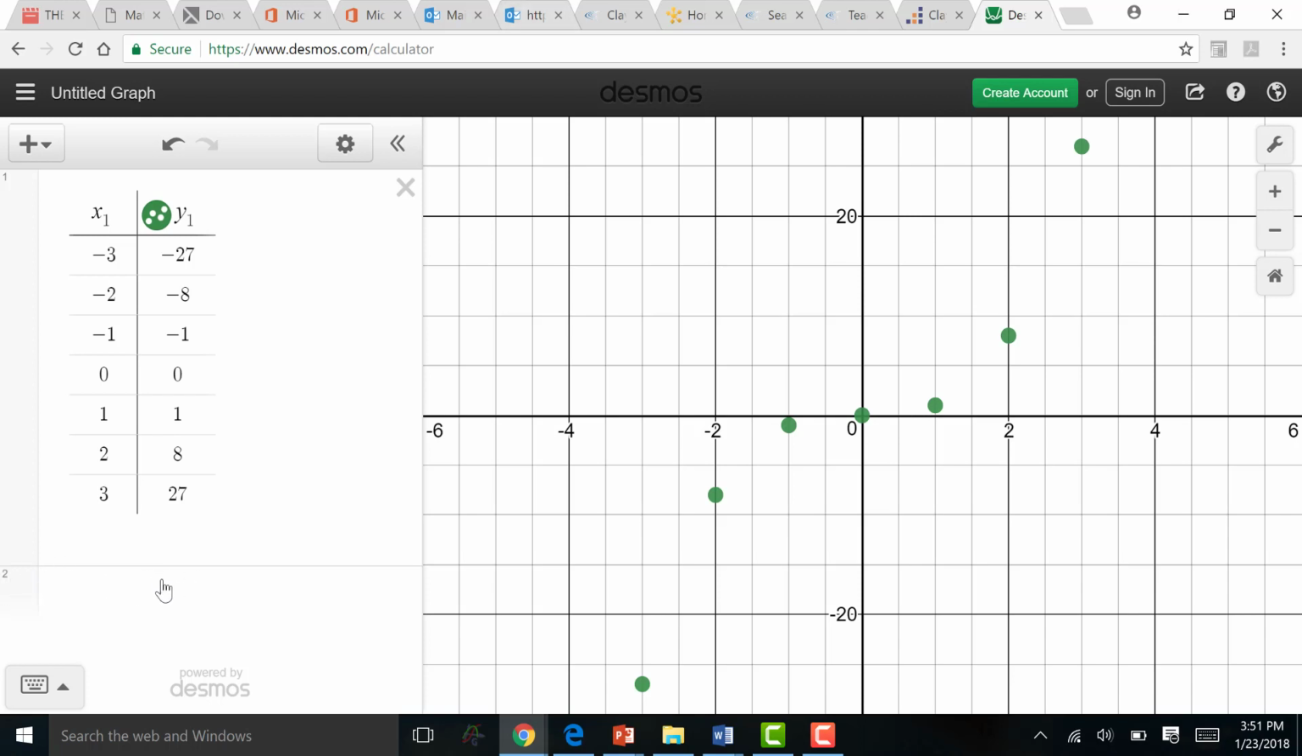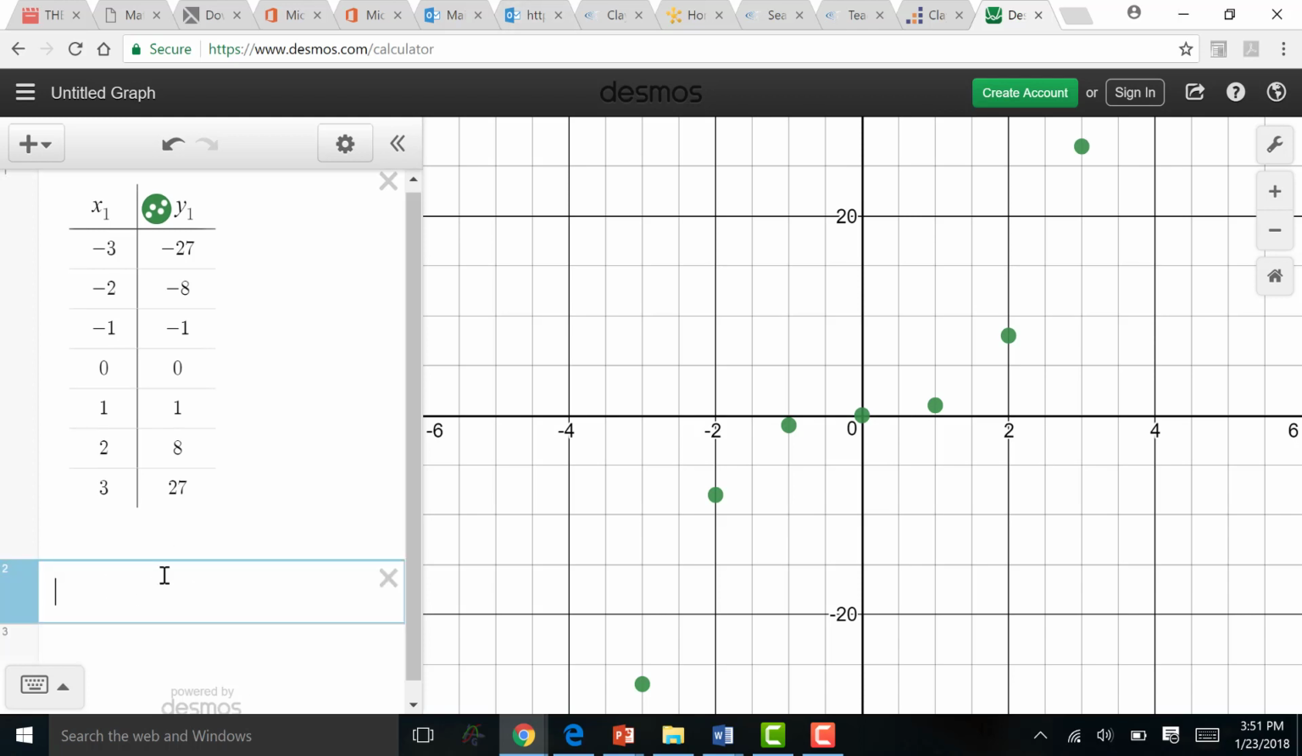X, y equals. Underneath here, down here, see where it says a number 2? It's got a number 2 slot way down underneath your table. If you click in that spot, it gives you a blank box, a blank spot for you can put in whatever you want to put there. We're going to type the equation that you were given. So literally type y equals x to the third power.